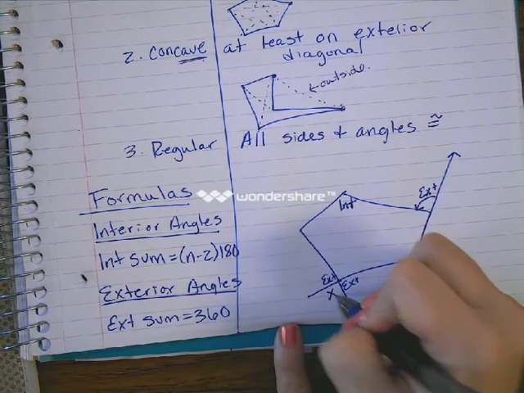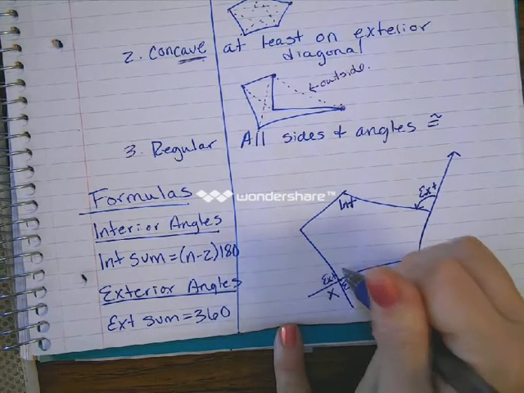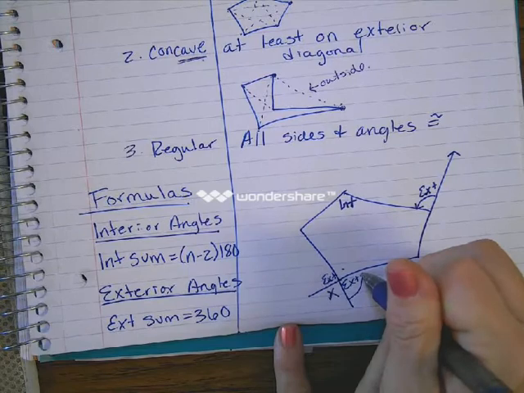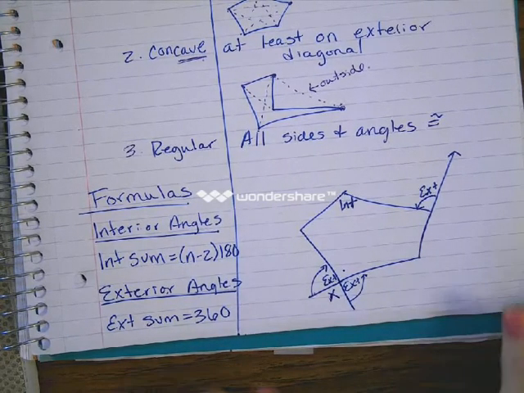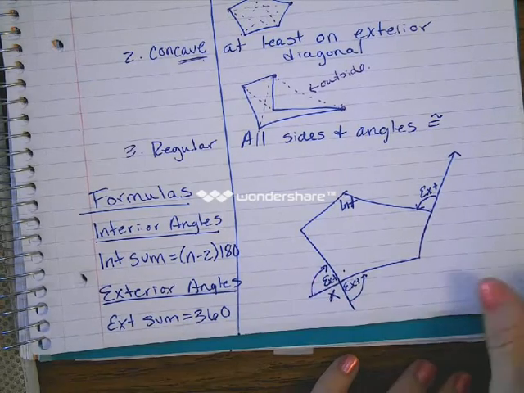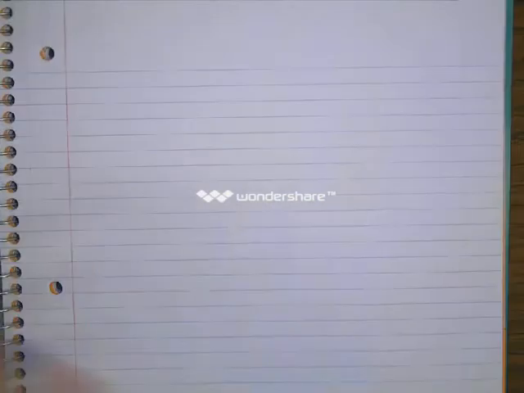That is a vertical angle. It's vertical from the interior. Remember, an exterior angle must touch the sides. It must be next to the sides. It has to be adjacent to an interior. So, some examples of this.